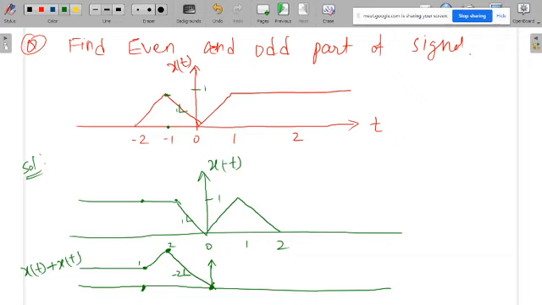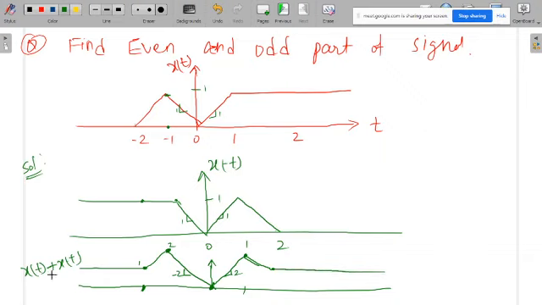Now what happens afterwards? Again at the point 1, this is having value 1, this is having value 1, so it will go to 2, with a slope of 2, because this is having slope positive 1, this is also having slope positive 1, but the sum will have slope of 2. Then beyond 1, at exactly 2, this is 0, but this is having value only 1, so it will come down to 1 slowly, and after that it remains constant.